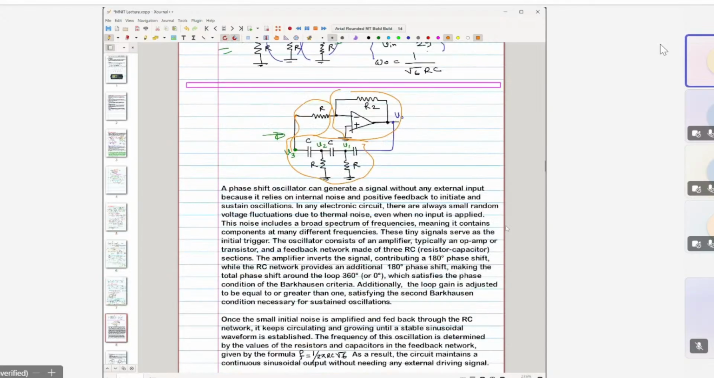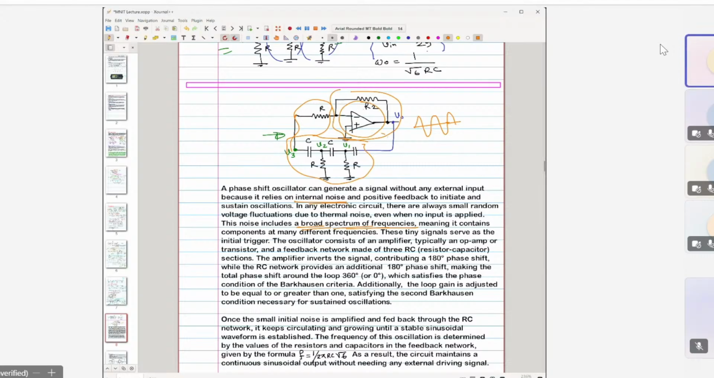Then if there is no input signal, the question is where we are getting this output signal from, a sinusoidal signal of a particular frequency, right? That is because of the internal noise. And you know what noise means? Noise means voltage fluctuations, right? Because of the thermal noise. And in terms of frequency it is quite broad, right? So there is some noise which gets amplified by this amplifier.